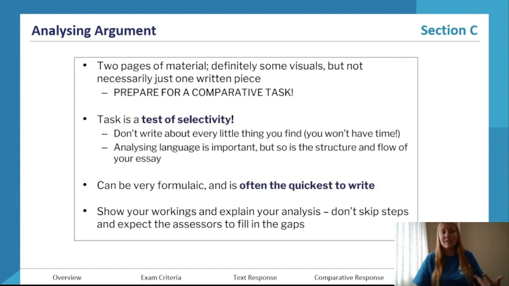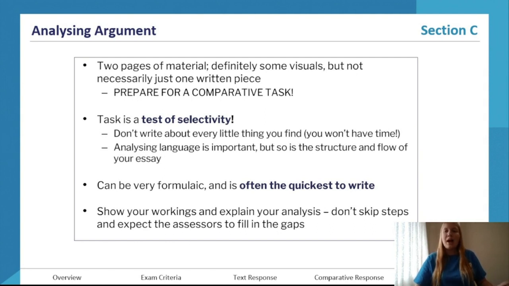So the task is a test of selectivity. Don't write about every little thing you find because there are so many persuasive language techniques. Choose what's most relevant and what can be best analyzed and what contributes to the arguments you've identified the most. Analyzing language is really important, but so is the structure and flow of your essay. So this task can be very formulaic and it's often the quickest to write. You need to show your workings and explain your analysis and don't skip steps and expect the assessors to fill in the gaps. So doing the whole what, how, why process of analysis.